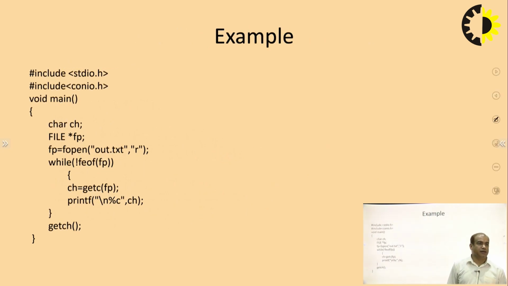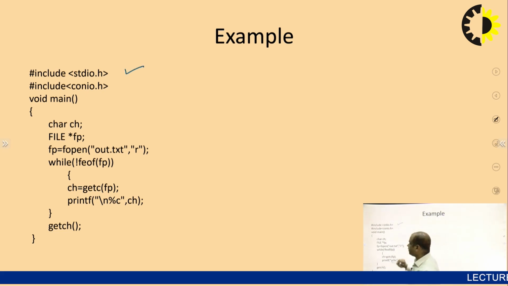Next example, here we are going to open that file and get the file value, character by character, and the operation is performed until we encounter the end of the file. How are we going to do it? We are defining standard input output as a header file, we are including that file.